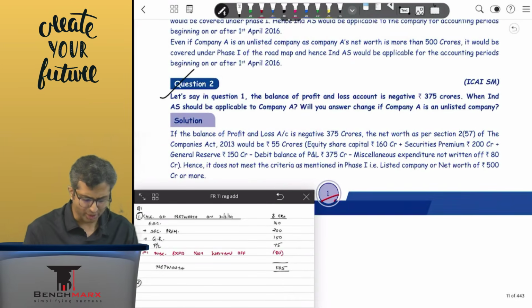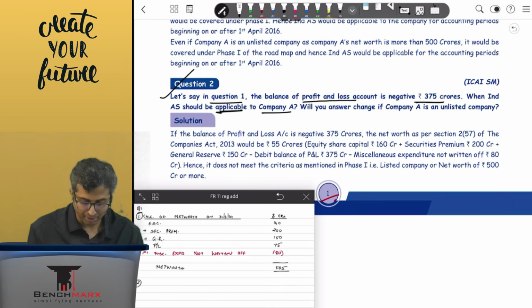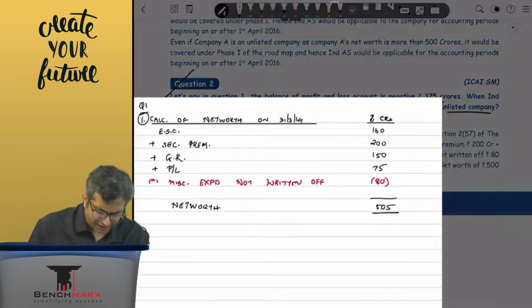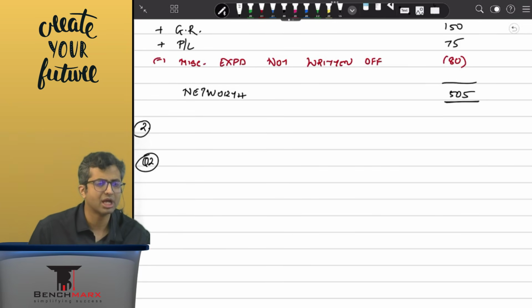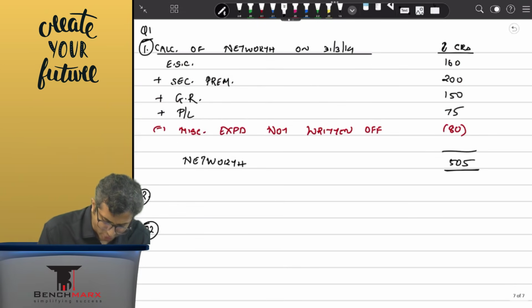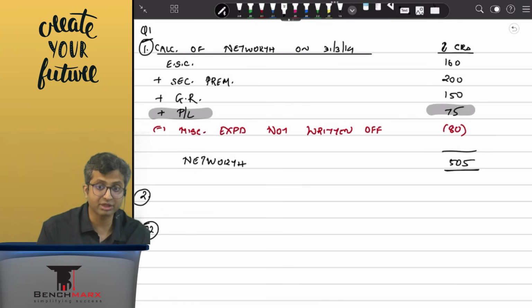Okay, next you go to question number 2. Let us say in question 1, the balance of the profit and loss account is a negative 375. When will Ind AS become applicable to company A? Will your answer change if company A is an unlisted company? If your P&L balance is negative 375, what will change? Will only this line item change? But will your net worth change because of that?